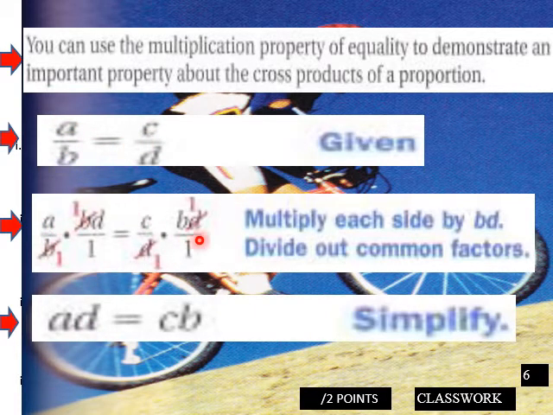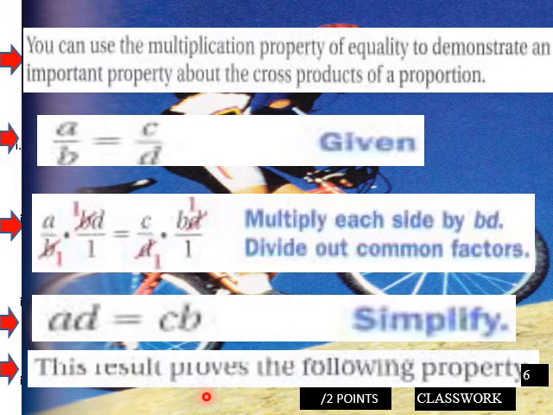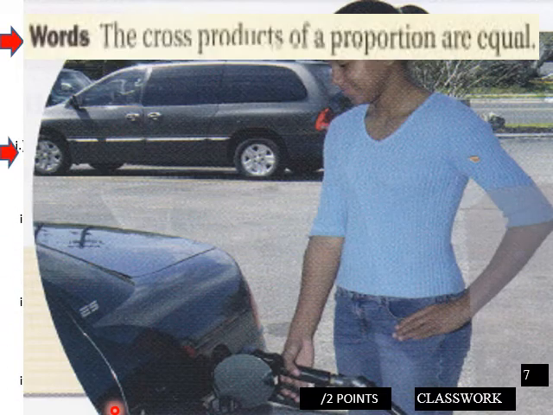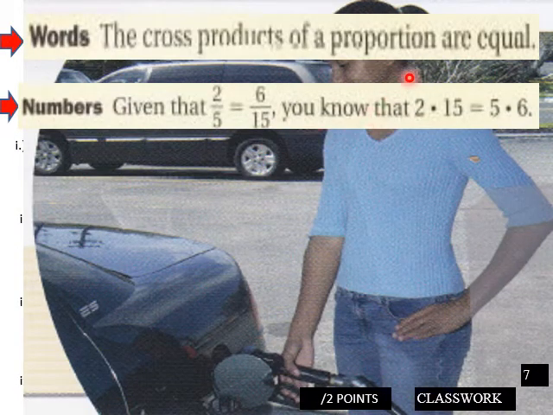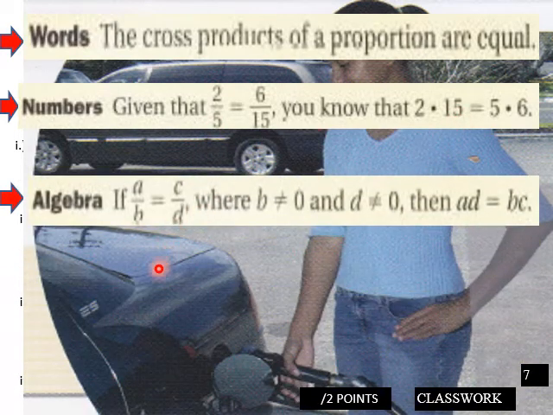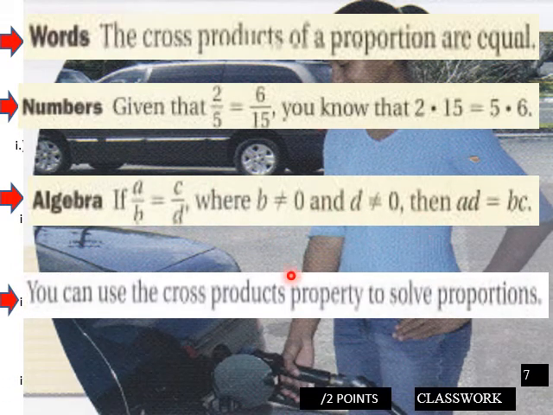So we kind of prove it here by using our denominators to multiply out and reduce, proving that cross products are equal to each other. We get a property from that proof. The cross products of a proportion are equal. Given that 2 over 5 equals 6 over 15, you get 2 times 15 equals 5 times 6. If A over B equals C over D, then AD equals BC.